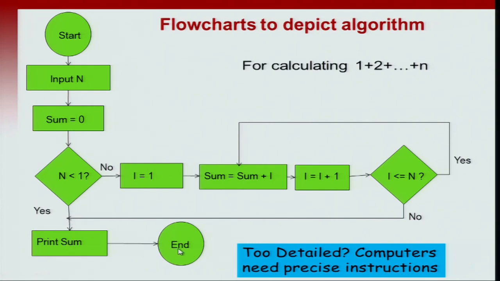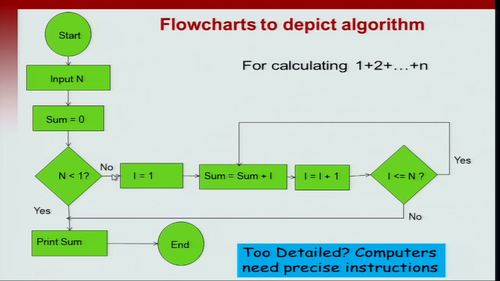So, this is a very simple flow chart. Initially if n is less than 1, you have nothing to do. If n is greater than 1, you start a counter from i equal to 1 to n and add the numbers one by one until you hit the nth number.